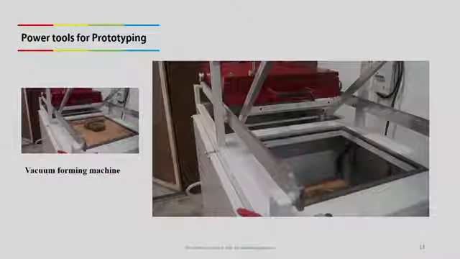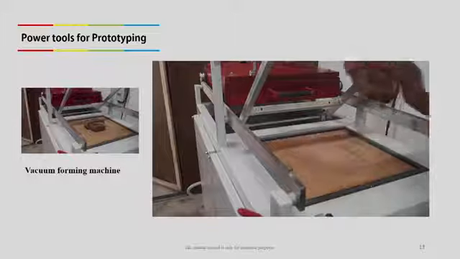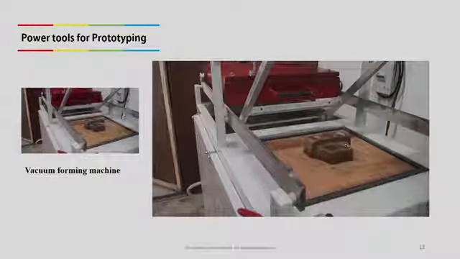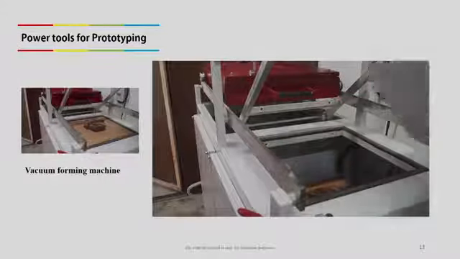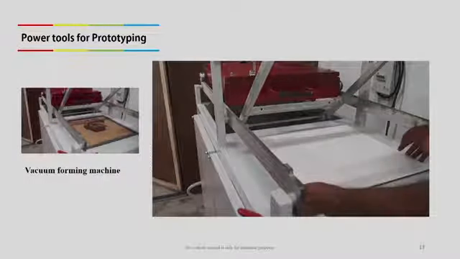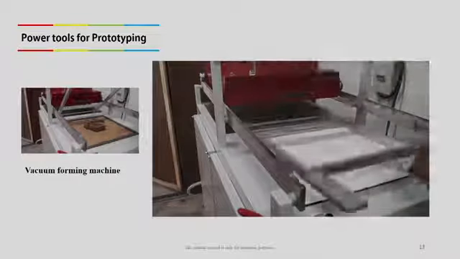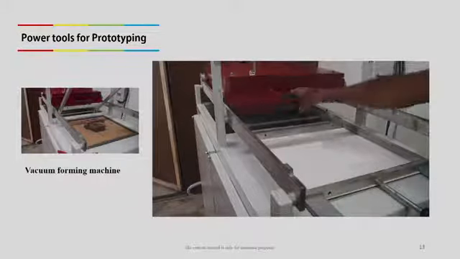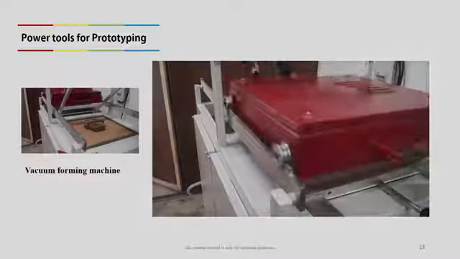Another power tool is vacuum forming machine. The vacuum forming machine is very important in prototyping because it gives different kinds of form to plastic materials. So, this is the mold. Now, we will place the high impact plastic, that is HIP, on the vacuum forming machine.